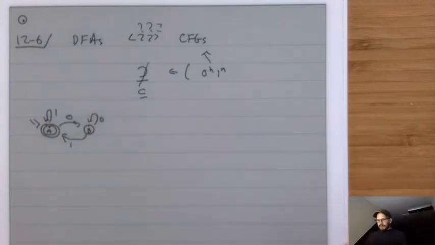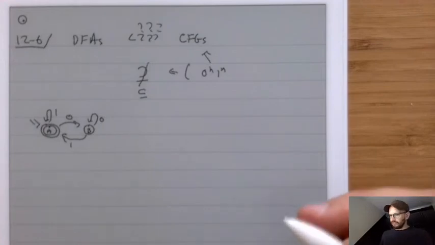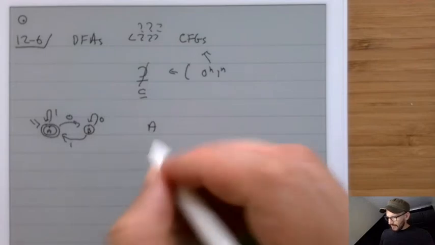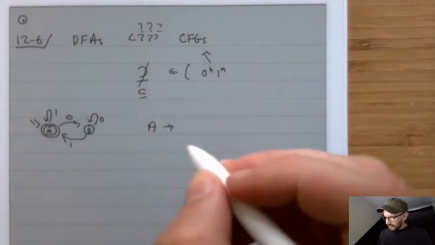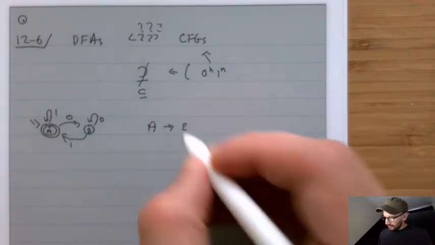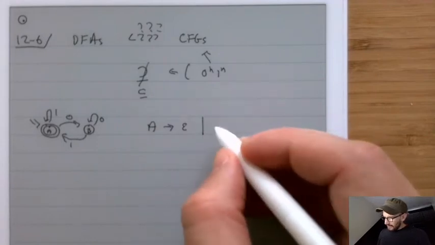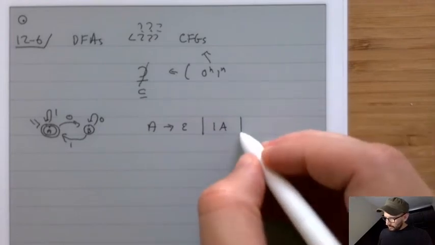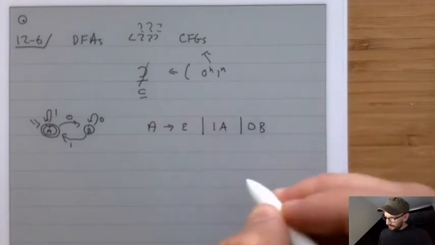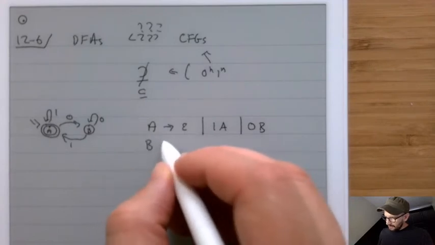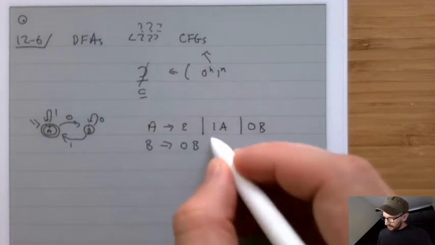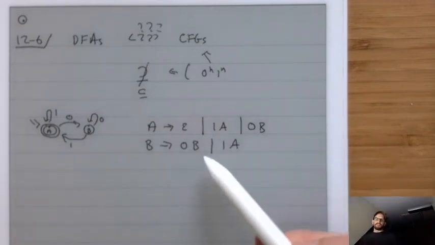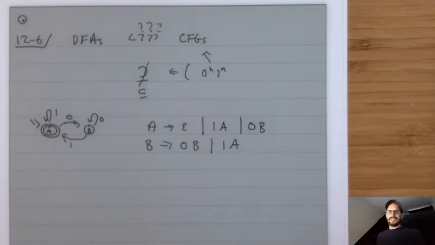So the way that we can represent this as a context-free grammar is the following. Our start state will be A, and then A has a rule that says that A goes to epsilon, or A goes to 1A, or it goes to 0B. And then B goes to 0B or 1A. Now let's derive a string with this context-free grammar and see what happens.